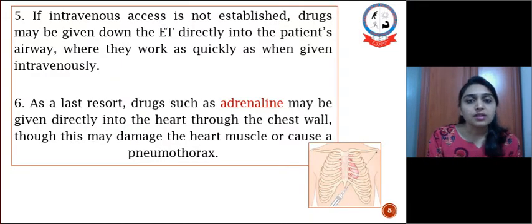If somehow intravenous access is not established, the drug can be given directly into the endotracheal tube, so it will work through the lungs. Or if that also does not work, then as a last resort we can directly inject adrenaline into the heart through the chest wall. Though that may damage the heart muscle, and there may be chances of pneumothorax or cardiac tamponade, we can still save someone's life.